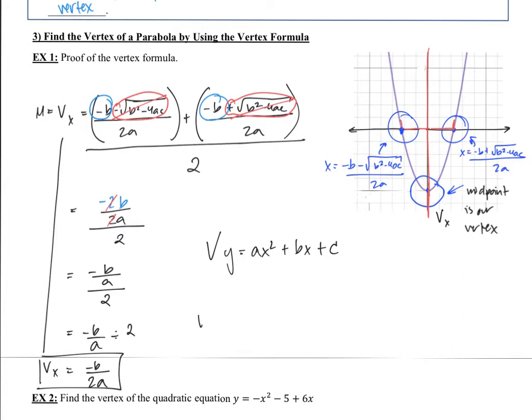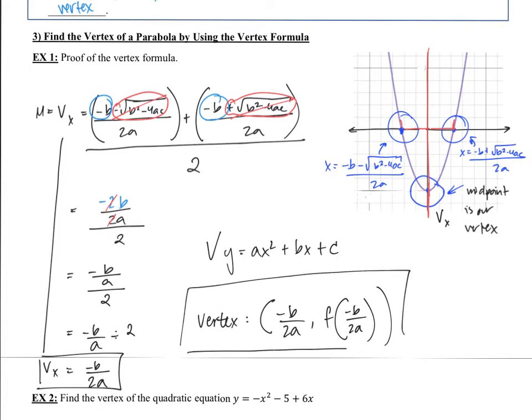All right, so our vertex formula. All of that strange work to prove this. f of negative b over 2a. This weird notation here is just saying plug it into your equation. Function notation. Okay, so now you know where the vertex formula comes from, so it's not this strange formula that popped up out of nowhere.